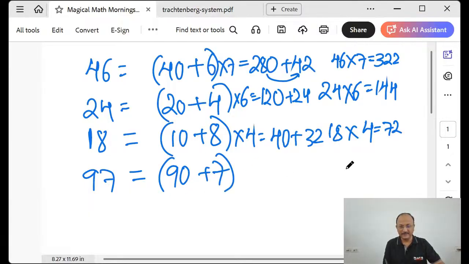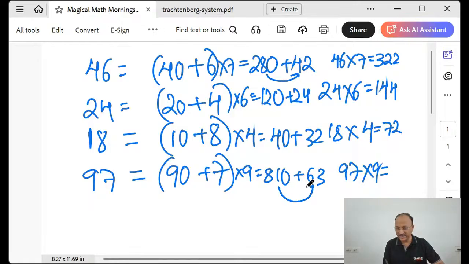For example, 97 into 9. What will we get? Just into 9 we do. 9 nines are 81, therefore 810. 7 nines are 63. So when you add these two, what do you get? 810 plus 63 is 873. Got it? This is the simple method of multiplication.